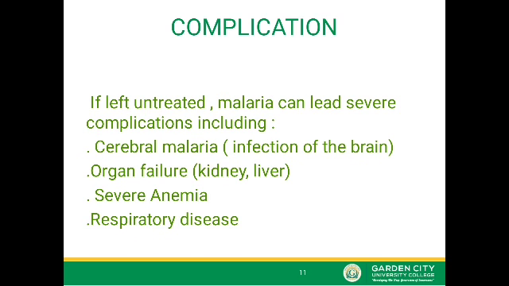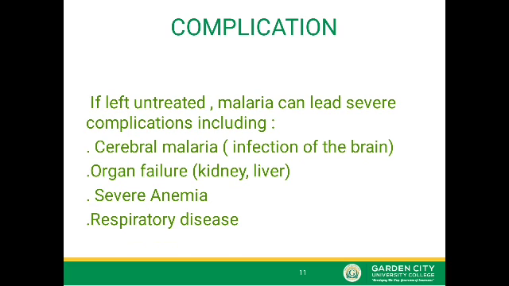What are the complications of malaria? If left untreated, malaria can lead to severe complications, including cerebral malaria, which is an infection of the brain. When you get cerebral malaria, your education level will fall. There will not be concentration in learning, and the brain will deteriorate. Therefore, we need to treat it early and prevent it as early as possible, so that we will not get into such complications.